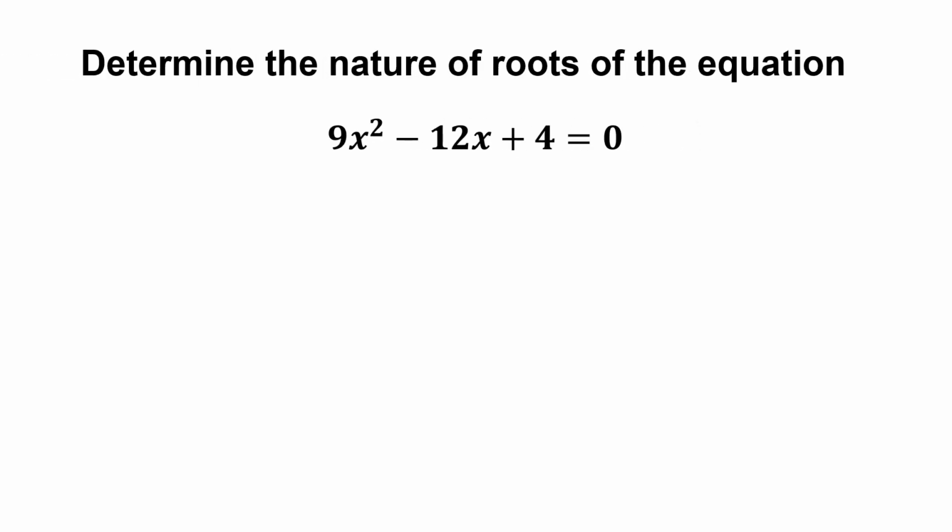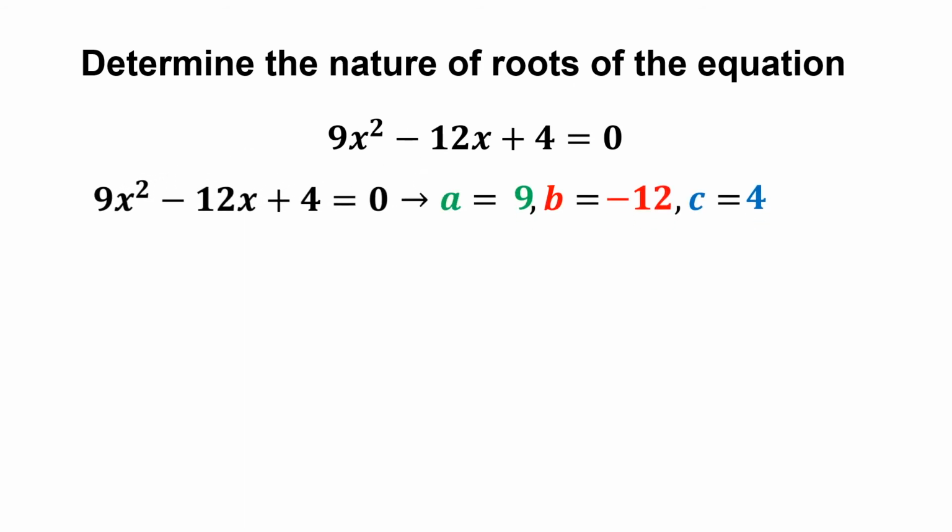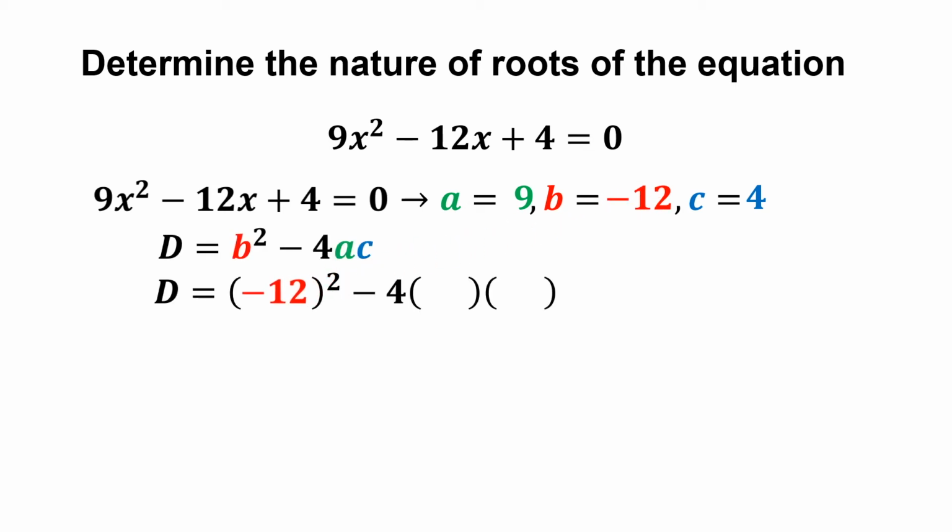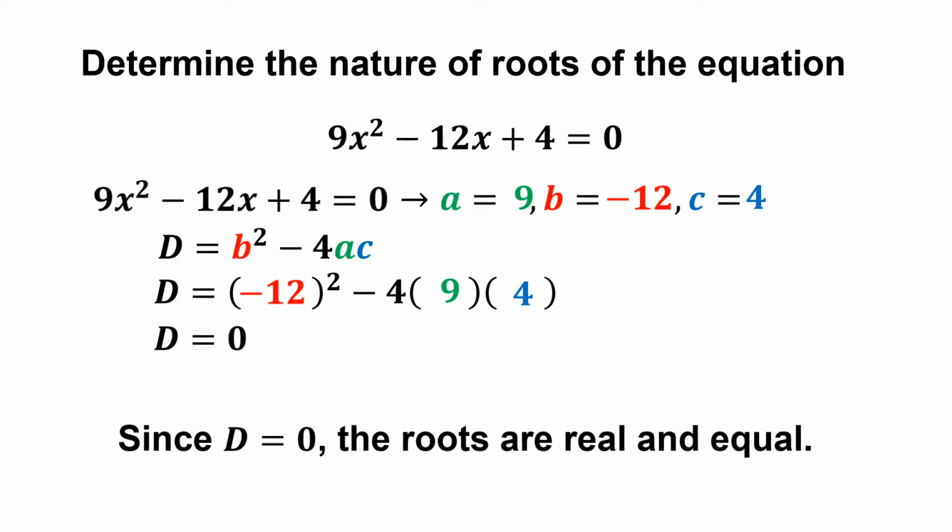Here is another example. Determine the nature of roots of the equation 9x squared minus 12x plus 4 is equal to 0. The value of a is 9, b is negative 12, and c is 4. Let's compute d by substituting the values of a, b, and c to d is equal to b squared minus 4ac. The computed value is 0, and since d is equal to 0, the roots are real and equal.